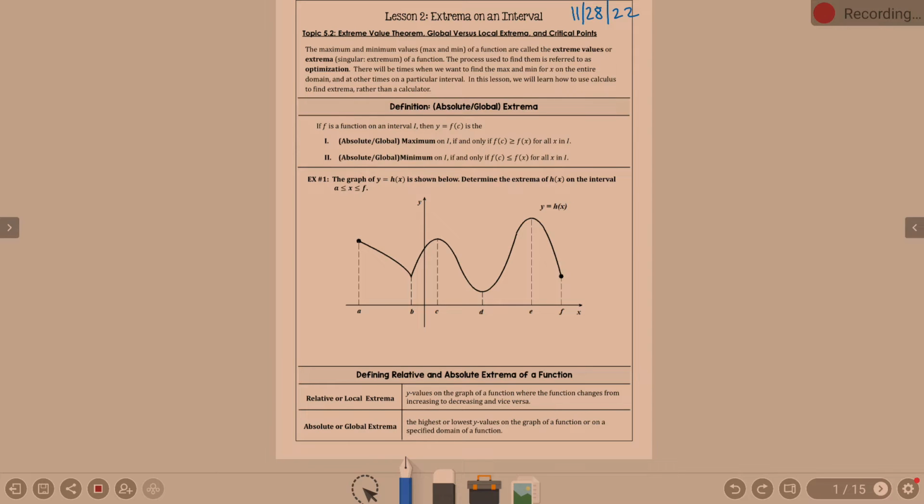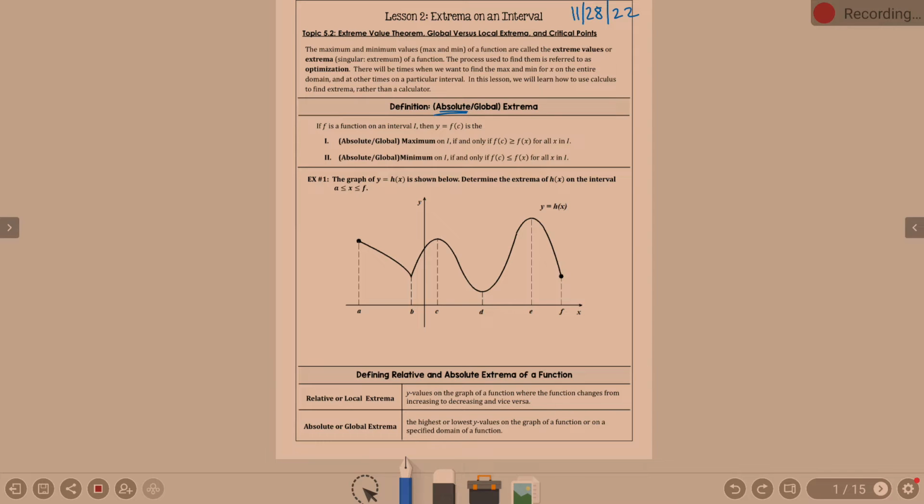So, definition. Absolute or global versus relative or local. I think you've probably heard the word absolute more. In terms of relative or local, I probably use relative more, but I've used local maybe as well. I just don't think I usually use the word global. You probably haven't heard global extrema.